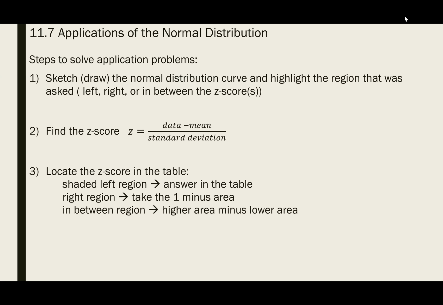And after that, you will locate the number of the z-score on your table, and then ask yourself, do we have the answer from the table? Or do we have to take 1 minus the area? Or do we have to take the higher area minus the lower area, which is the same item we have? And then afterward, you interpret.